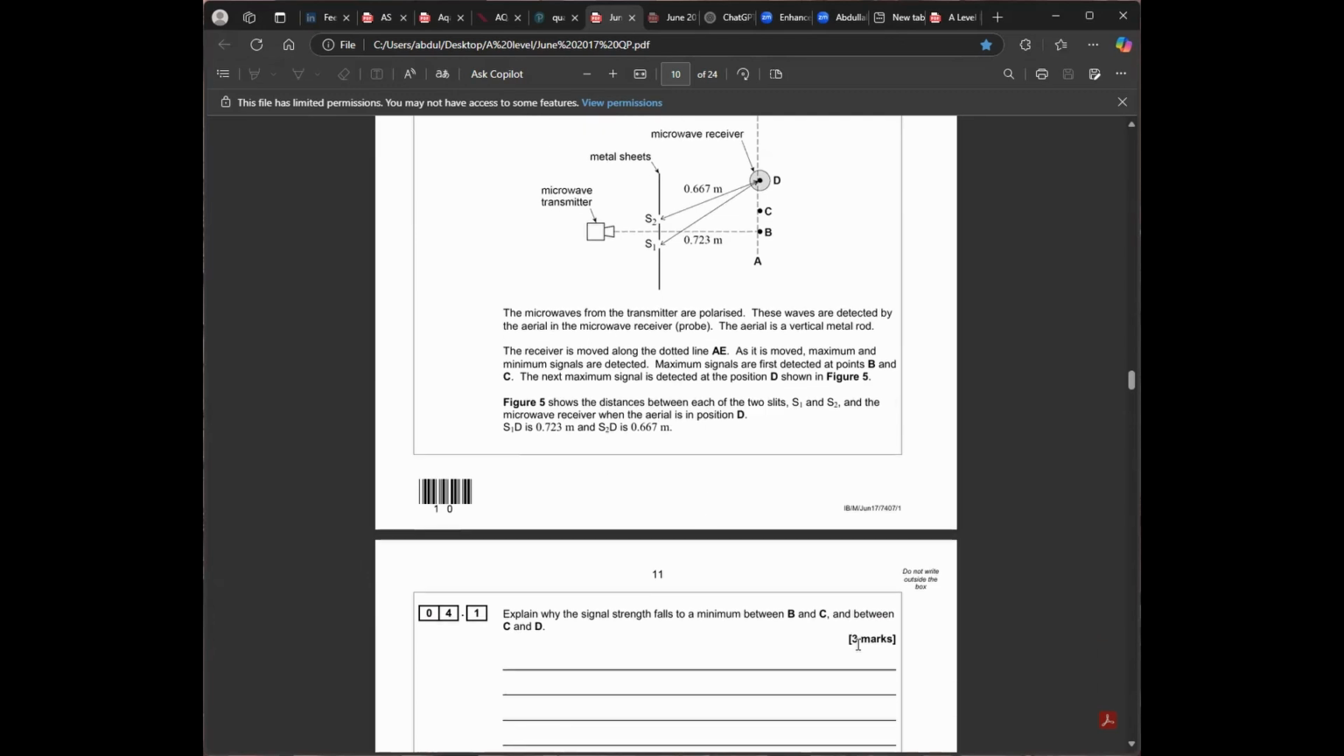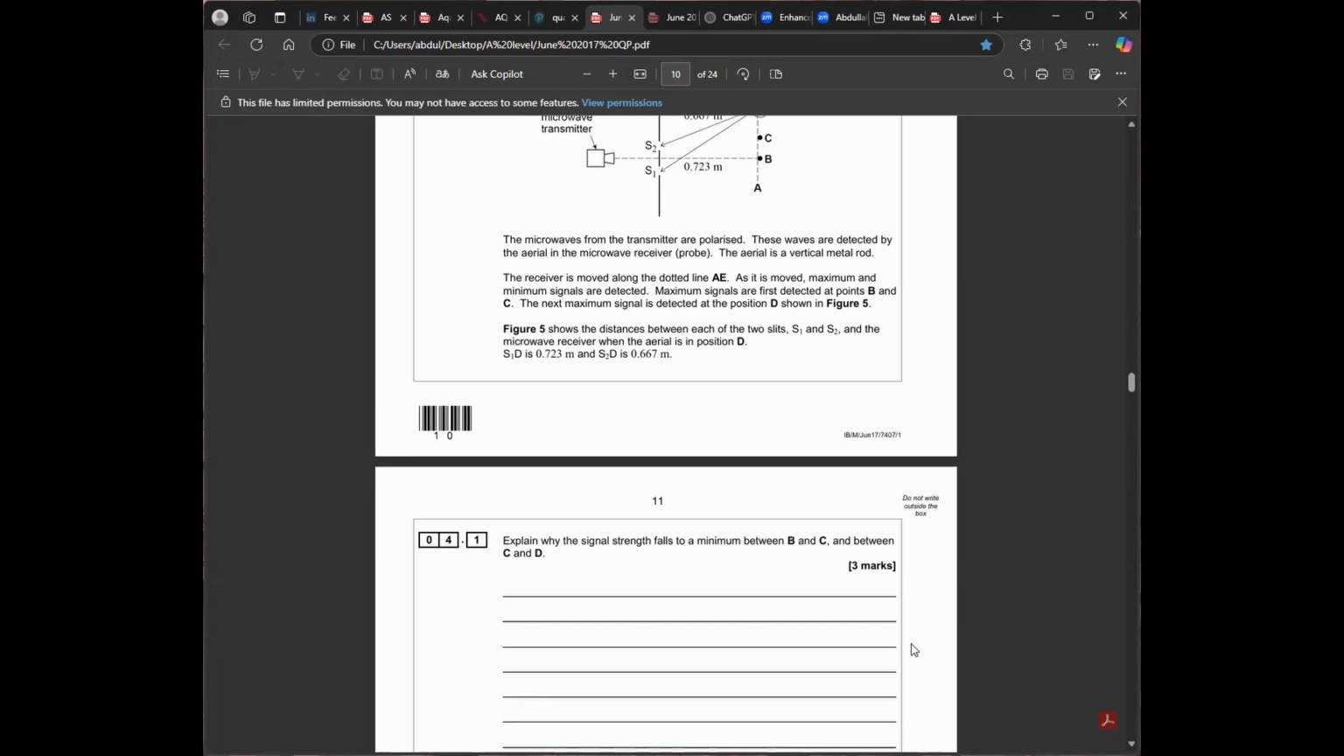So it's a 3 marks question. If I just go like that, I'll just say that there is destructive interference and that's it. But obviously you have to go step by step because it's a 3 marks question. So do you guys know how you would answer this? Can anybody answer this?